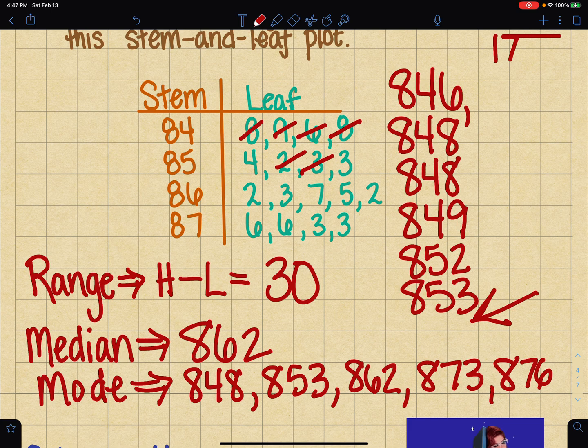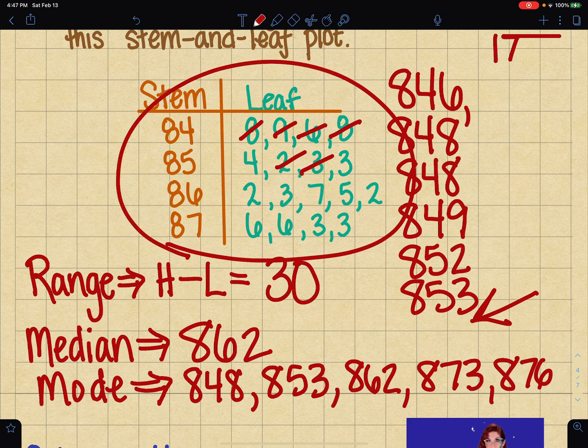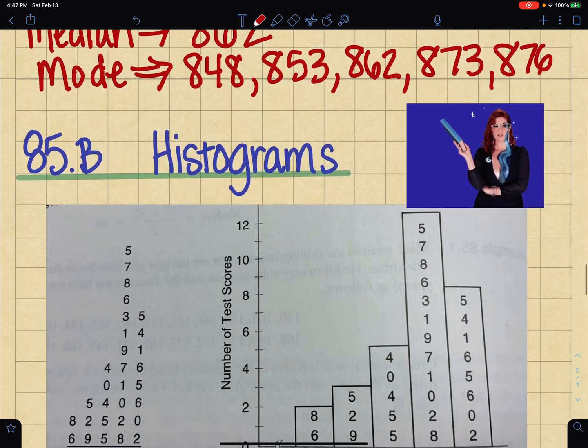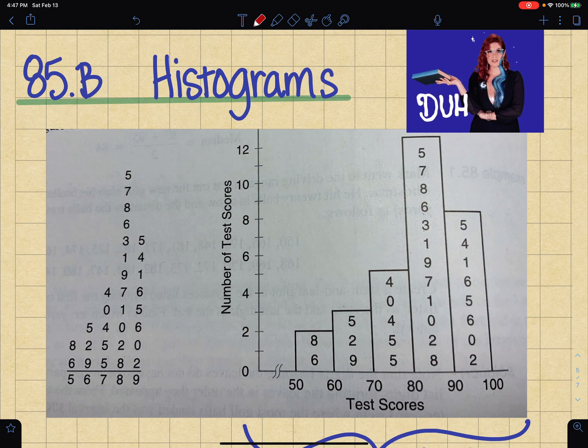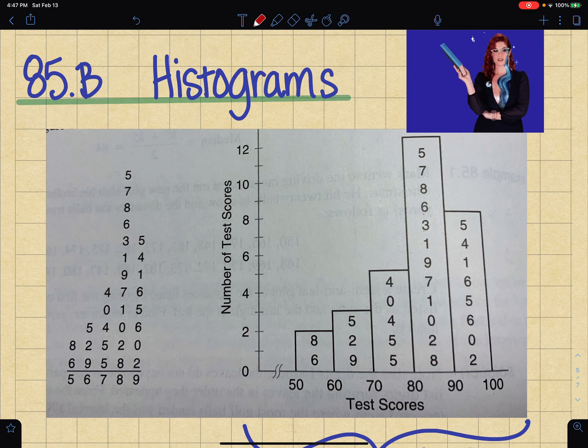Okay, and then it wants to know the mean. Again, you don't need to put them in order to figure out the mean. Just add all these together and divide it by the total, which is 17. And the mean turns out to be 860. I didn't do that because it's hard, but duh. I know you know how to do that, so duh.